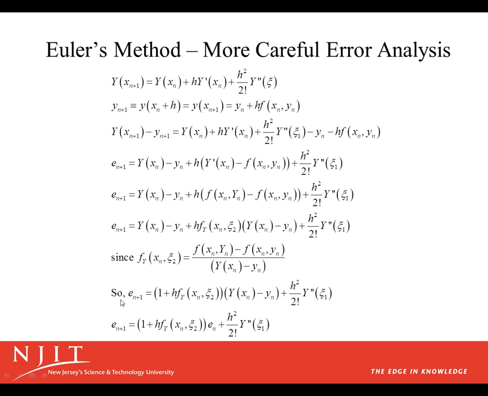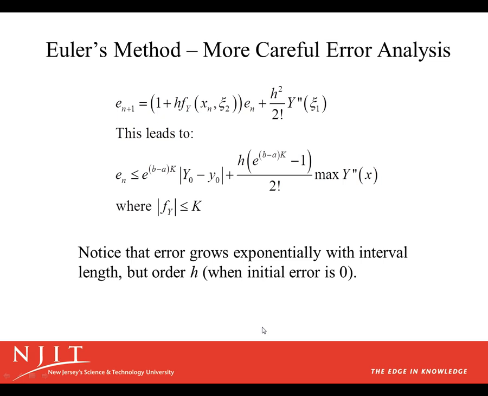And what we can find is the error at the new step is equal to some mess times the error at the old step. Y at xn minus y, capital Y minus little y, is the error at step n. And so the new error is 1 plus something times the old error plus an h squared over 2 factorial term.